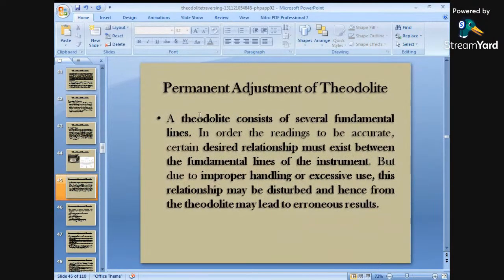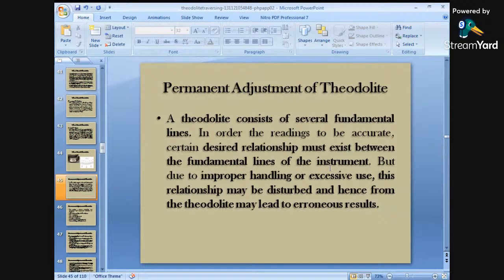After that, there is permanent adjustment of the theodolite. A theodolite, as I've told you, consists of several fundamental lines, and they have certain desired relationships between them. Because of excessive use and improper handling of the instrument, these relationships between the fundamental axes get disturbed. If these fundamental axes get disturbed, you will have to do the permanent adjustment. Otherwise, you will not get the proper reading.